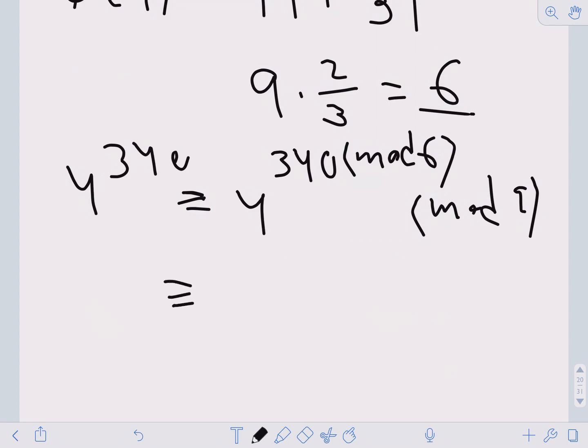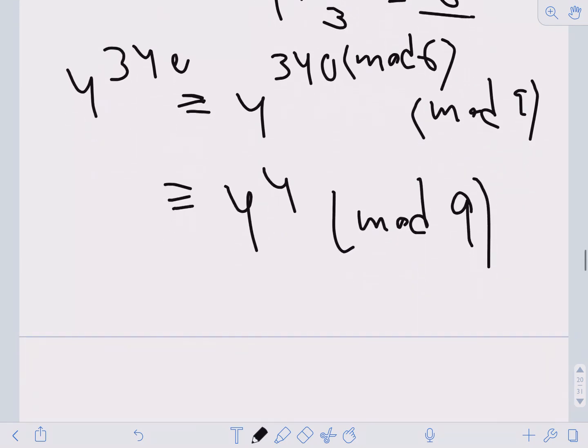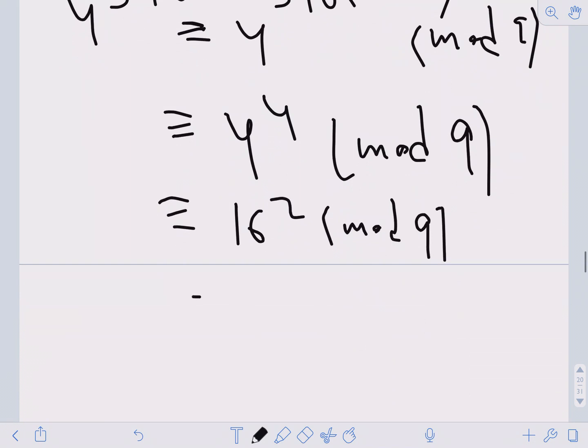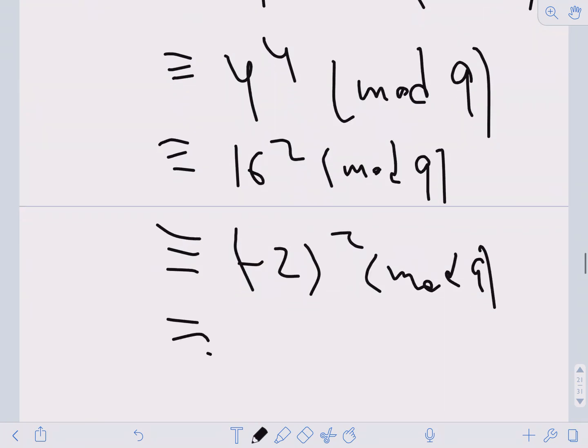Keep moving. 340 modulo 6. Let's see. 339 is divisible by 3, not by 6. 336 is divisible by 6. So we have 4 to the 4 modulo 9. This is the same as 16 squared modulo 9, same as minus 2 squared modulo 9, which is equal to 4 modulo 9.